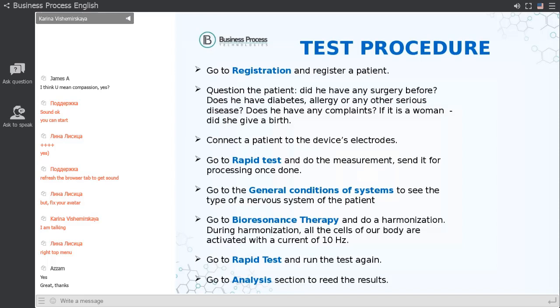The next step is to connect the patient to the device electrodes. It is very important that the electrodes should not cross. The forehead, the hands, and the feet of the patient should be clean. You need to remove excess sweat, makeup, and creams if present.